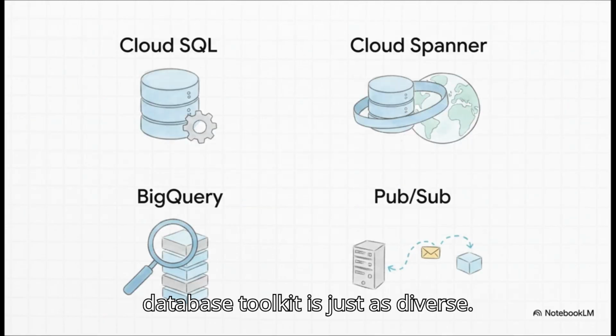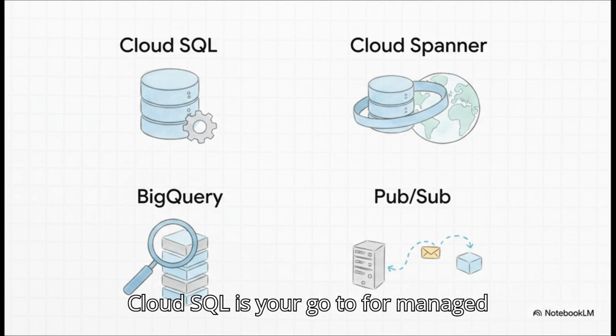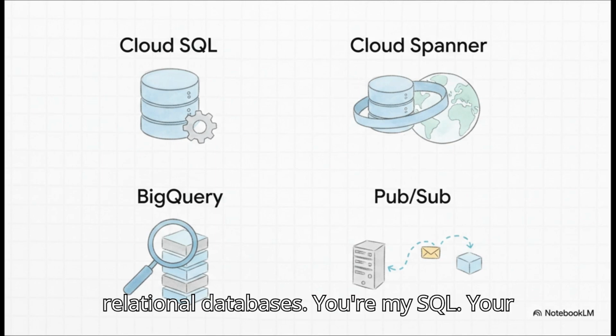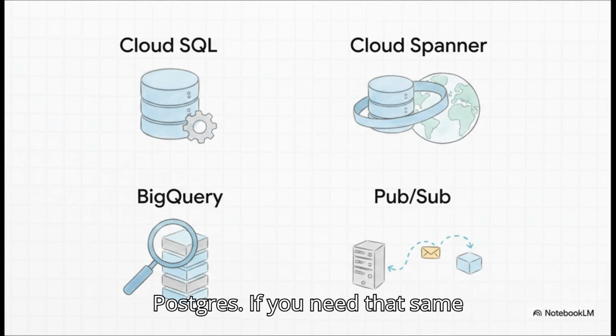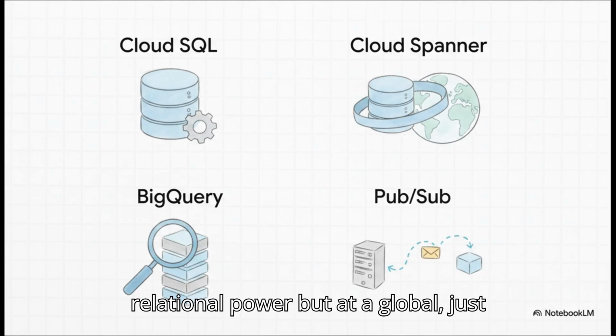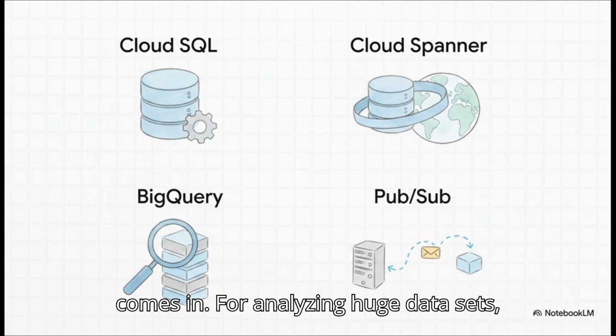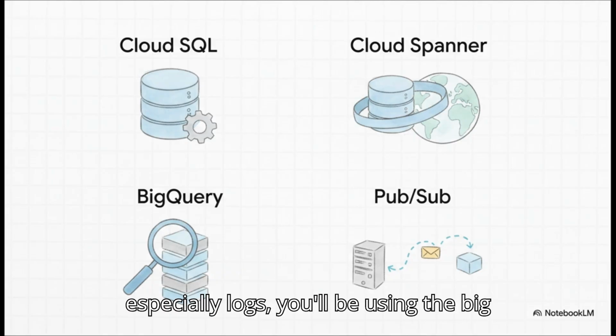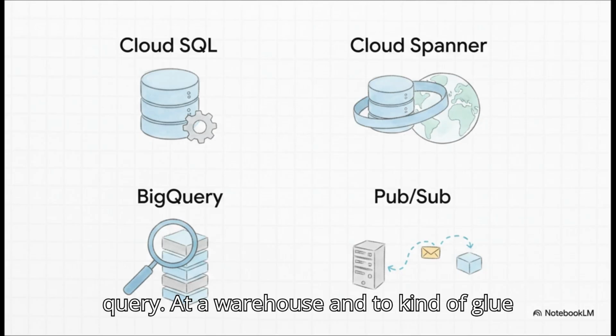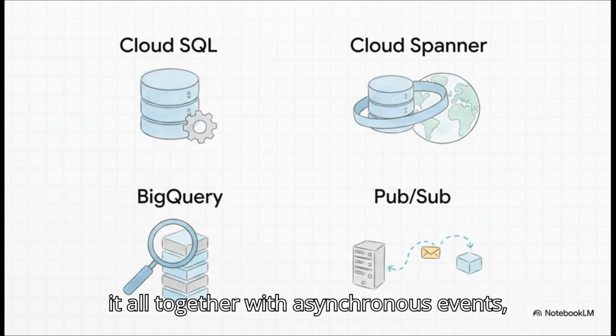And your database toolkit is just as diverse. Cloud SQL is your go-to for managed relational databases: your MySQL, your Postgres. If you need that same relational power but at a global, just mind-bending scale, that's where Spanner comes in. For analyzing huge data sets, especially logs, you'll be using the BigQuery data warehouse. And to kind of glue it all together with asynchronous events, you've got Pub/Sub.